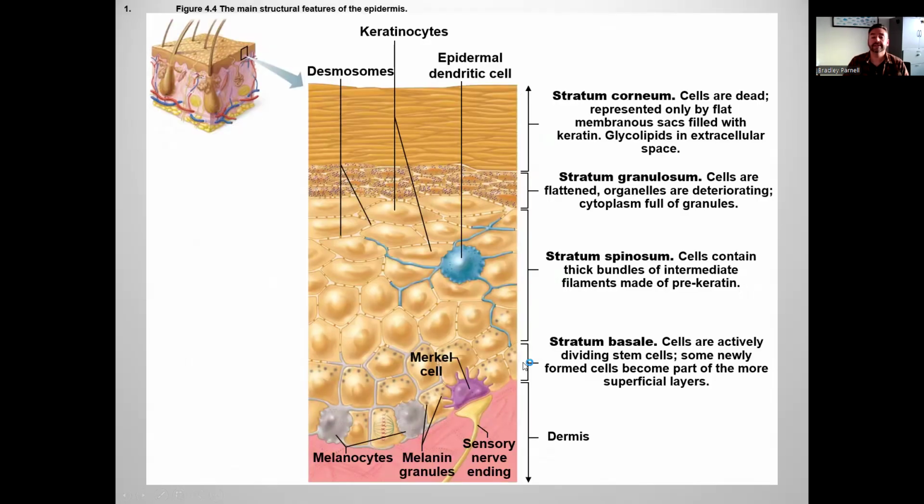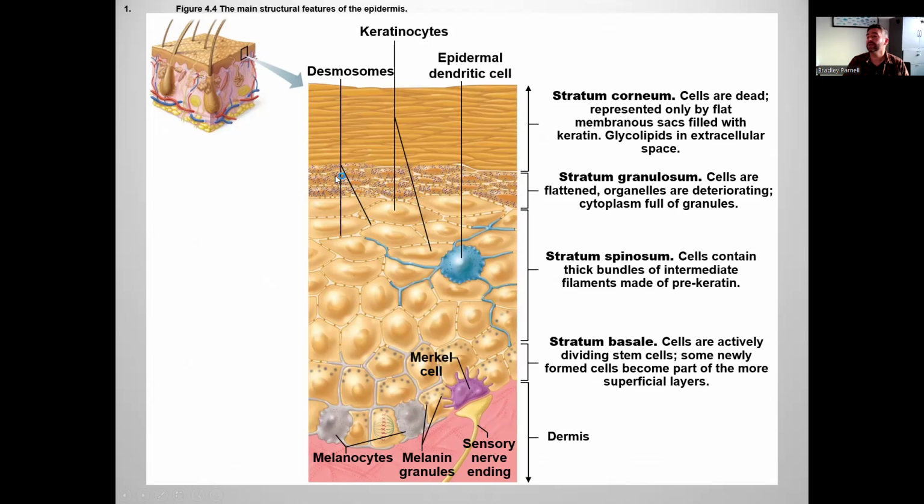So if I take a look at this diagram, I'm going to start down here at the bottom. We've got our stratum basale. It's just this one layer of live cells that are actively dividing, so actively making new cells. And as these new cells are made, they are pushed upwards. And so as those cells are pushed upwards into the stratum spinosum, they're now going to have those thick bundles of those intermediate filaments, all that pre-keratin material. So they're starting to make lots and lots of protein material. Continues to be pushed up. You can see that these cells are now starting to get much more flattened.